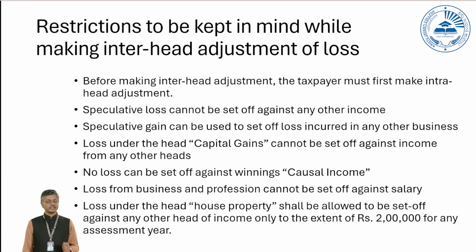Next, what restrictions are to be kept in mind while making inter-head adjustments of losses? Before making inter-head adjustments, the first rule is that we have to try to adjust within the same head of income. If there is a business loss, it should first be adjusted against business income. Only if not, we should go for inter-head adjustments. Second, speculative loss cannot be set off against any other income. Speculative gain can be used to set off other business losses. Loss under the head capital gains cannot be set off against income from any other heads. No loss can be set off against winnings or any casual incomes. Loss from business or profession cannot be set off against salary. And the last one, loss under the head of house property can be set off against other heads of income only to the extent of rupees 2 lakh for any particular assessment year. If it exceeds that, we have other options, which we'll look at in the next slide.